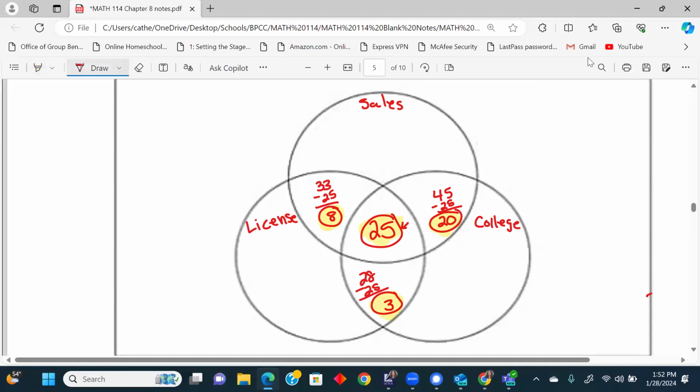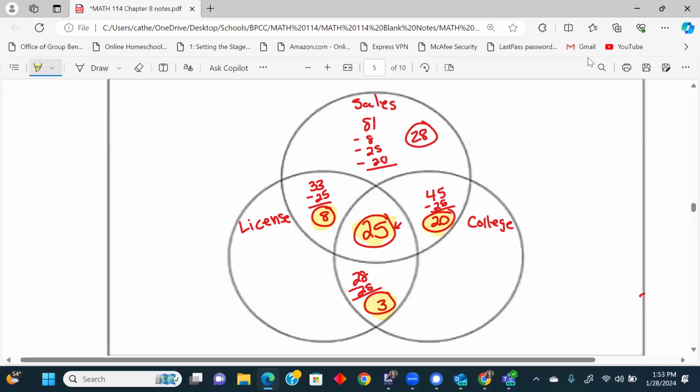All right. So let's go to the top. There are 81 in the sales circle. So that means we need to subtract 8, the 25, and the 20. So 81 minus those, that's 28 in this circle. Again, I'm going to highlight that just so it stands out for myself.